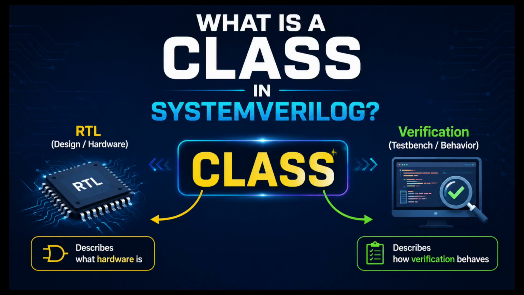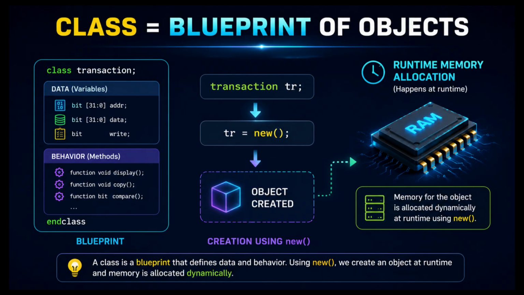A class in SystemVerilog is a blueprint for creating objects. It bundles data and behavior together, variables and methods, into a single entity. Unlike modules, classes are dynamic. That means memory for a class object is allocated at runtime using the new keyword. And this one point already explains everything.